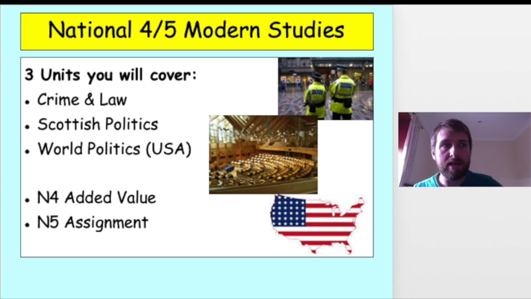Now, those are the units that we cover in class. If you're doing National 4, you're going to do an added value unit. We're going to do some research on your own and we'll talk you through how all of that works. If you're doing National 5, you're going to have your assignment where you pick a topic and research it, and then we have a timed assessment that we do later on in the year.